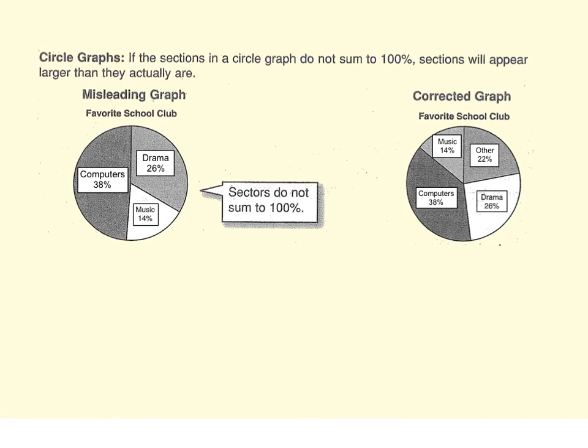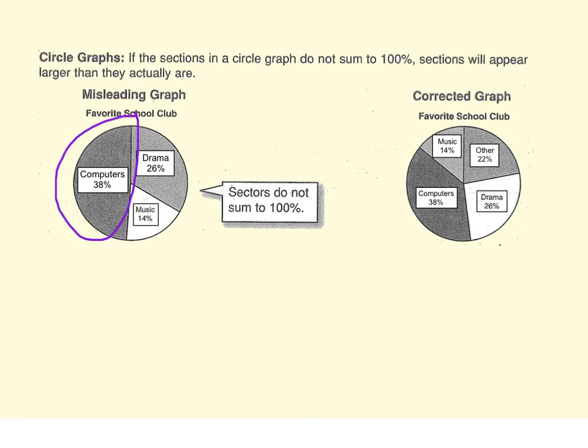One thing to know about circle graphs, if the sections in a circle graph do not sum up to 100%, which means add up to 100%, sections will appear larger than they are. So if the one on the left is a misleading graph, you've got computers 38%, music 14%, drama 26%. Well, not everyone pays attention to those numbers. What they'll notice is this huge computer section. And they'd say, wow, the favorite school club is computers. That's what the students are really into. Maybe we'll put a lot of money into that because that's almost half the student population.